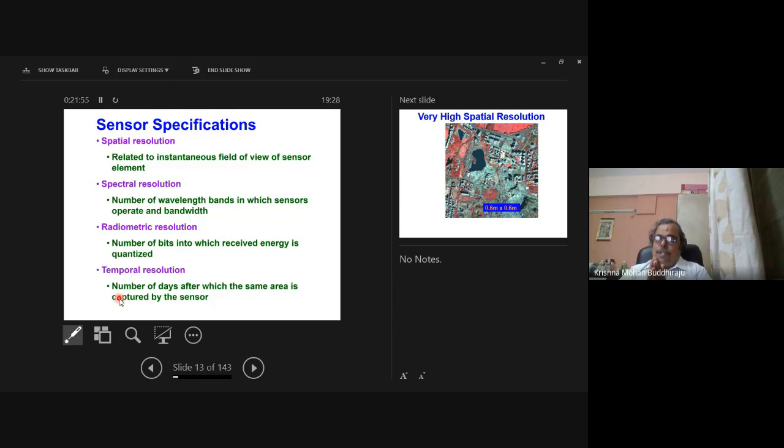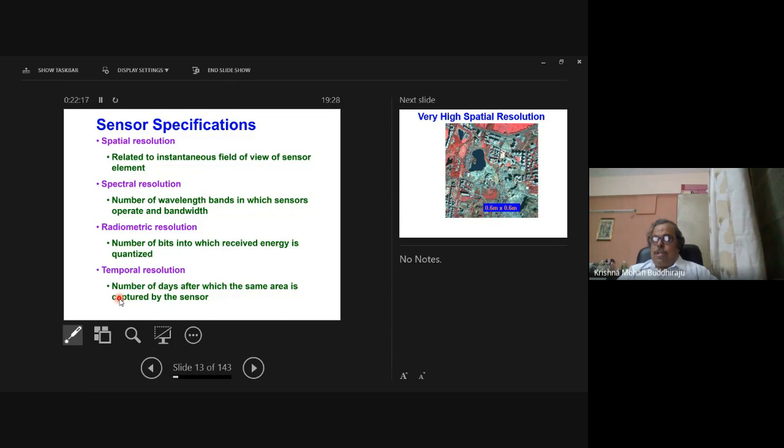Okay, that is the spectral resolution. Suppose you are a forester or an agriculture specialist, you would want a very good spectral resolution to monitor the forest cover, the croplands, etc.